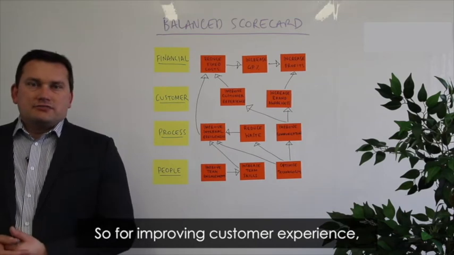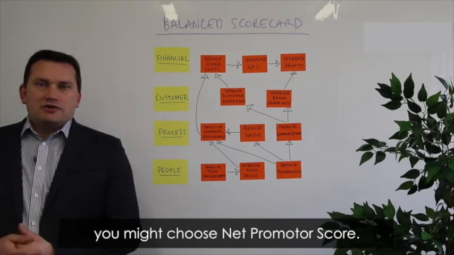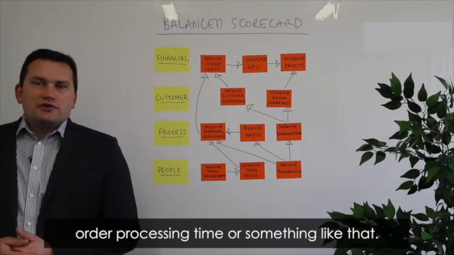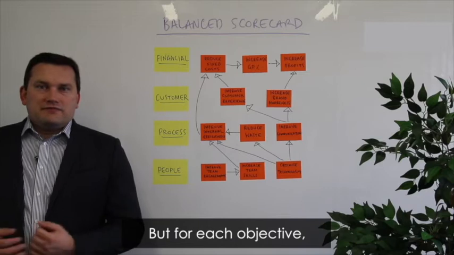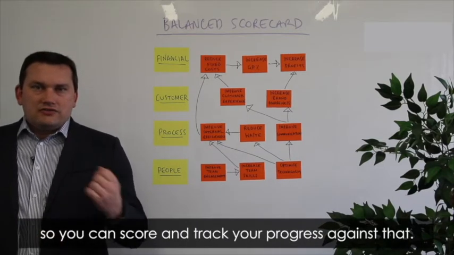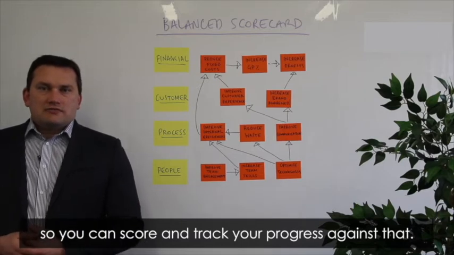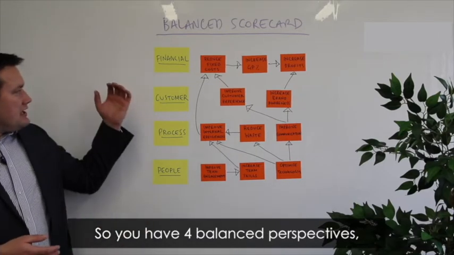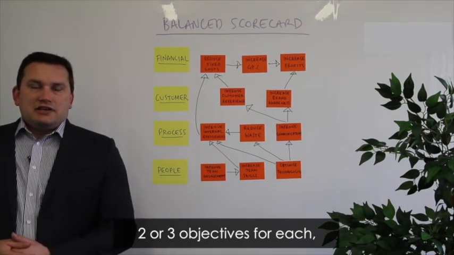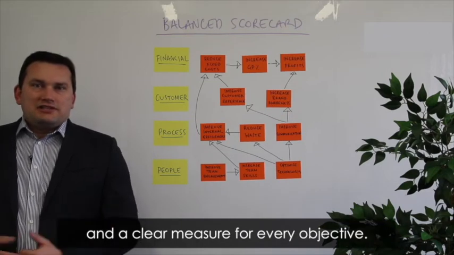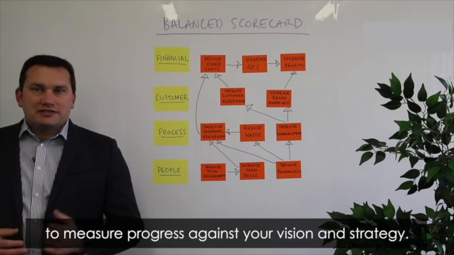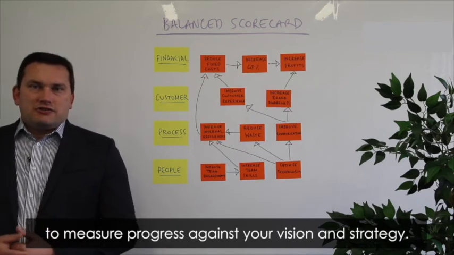And the final point required is to set a measure against each one of these objectives here. So for improving customer experience, you might choose Net Promoter Score. Internal efficiencies, you might choose order processing time or something like that. But for each objective you need to know where the current benchmark is so you can score and track your progress against that. So you've got 4 balanced perspectives, you've got 2 or 3 objectives for each perspective, and then a clear measure for every objective. So this will give you an effective way to measure progress against your vision and against your strategy.